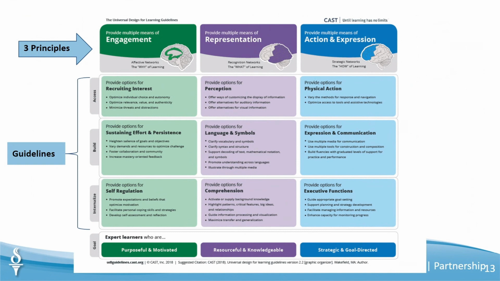When you take each of the columns, you now have guidelines. So for engagement, we have recruiting interest, sustaining effort and persistence, self-regulation. Within the guidelines, you're going to find checkpoints. The checkpoints are ways to check your design to see that you have met a particular area, such as physical action, expression and communication, or executive functions. Down at the bottom, you'll find the goal. This is where we capture expert learners. So expert learners are purposeful and motivated, resourceful, knowledgeable, strategic, and goal-directed.